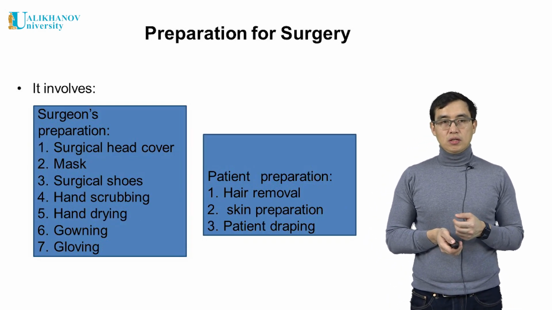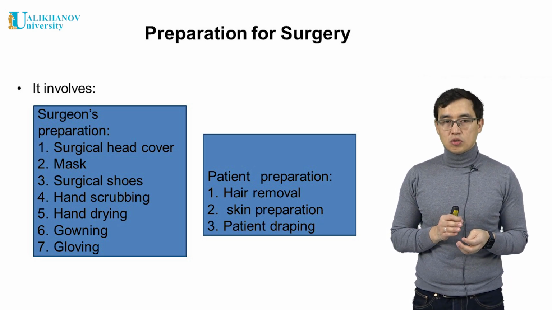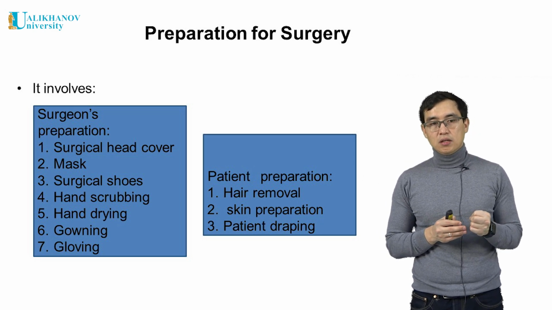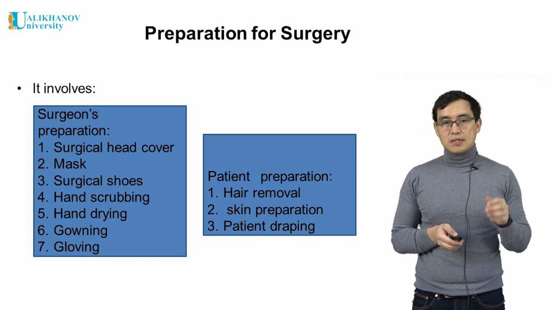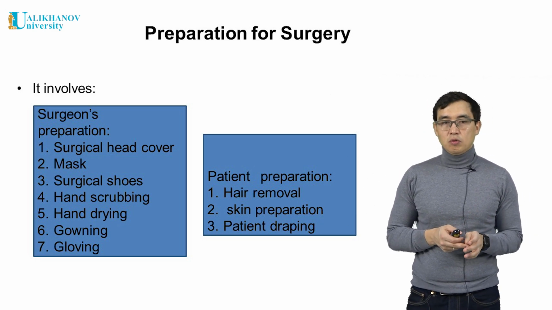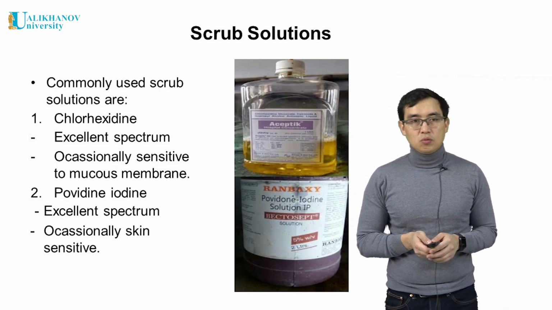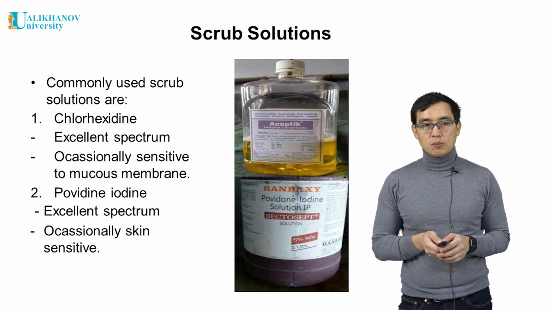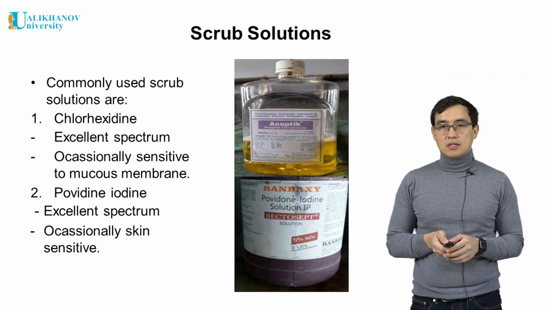Preparation for surgery involves the surgeon's preparation, which includes wearing of surgical head cover, mask, surgical gloves, hand scrubbing, hand drying, gowning and gloving. So seven actions, step by step. Patient preparation: hair removal, skin preparation, and patient draping. Scrub solutions commonly used are chlorhexidine, with an excellent spectrum, occasionally sensitive to mucous membranes, or povidone iodine, also with an excellent spectrum, also occasionally skin sensitive.